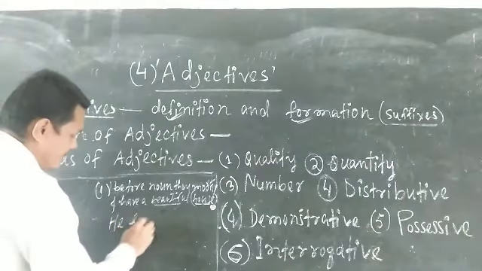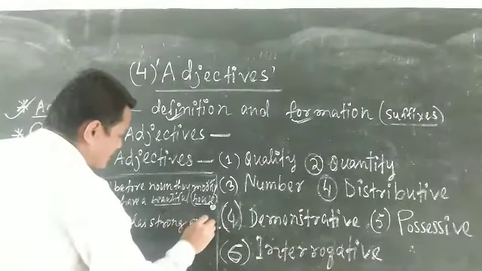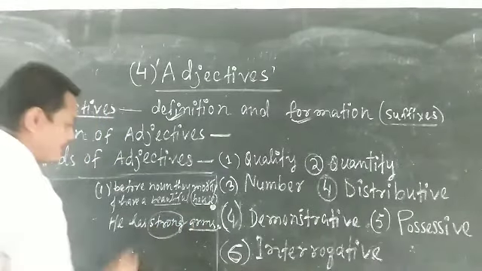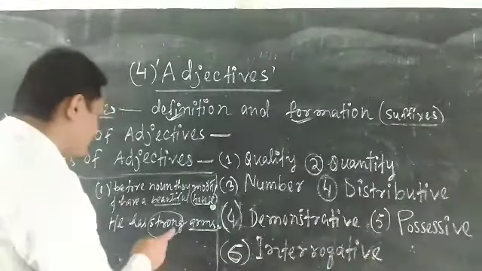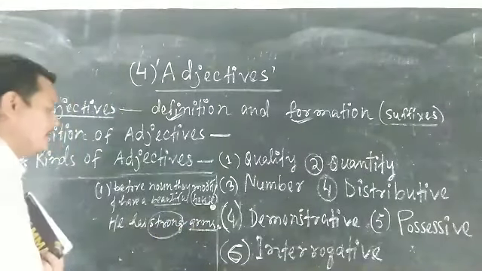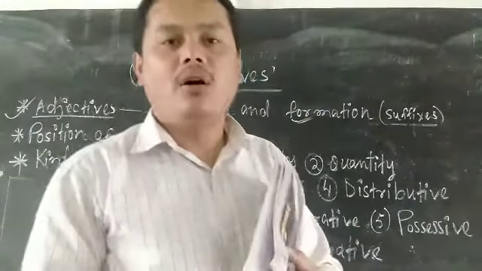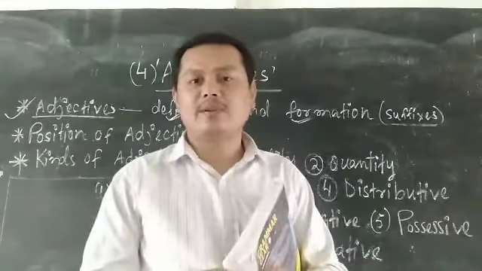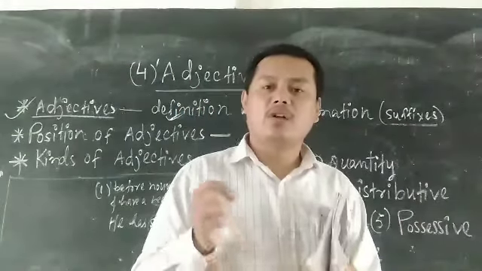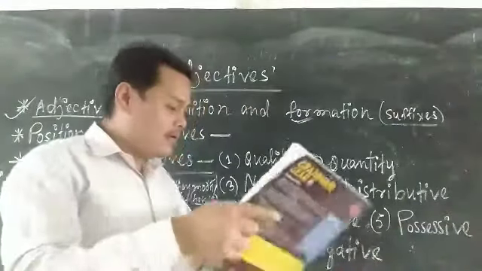He has strong arms. You see, arms is the noun, strong is the adjective. So the position of the adjective is just before the noun which it modifies. So my dear students, this is the first rule of positioning adjectives in a sentence, that adjectives are used before the noun which they modify.